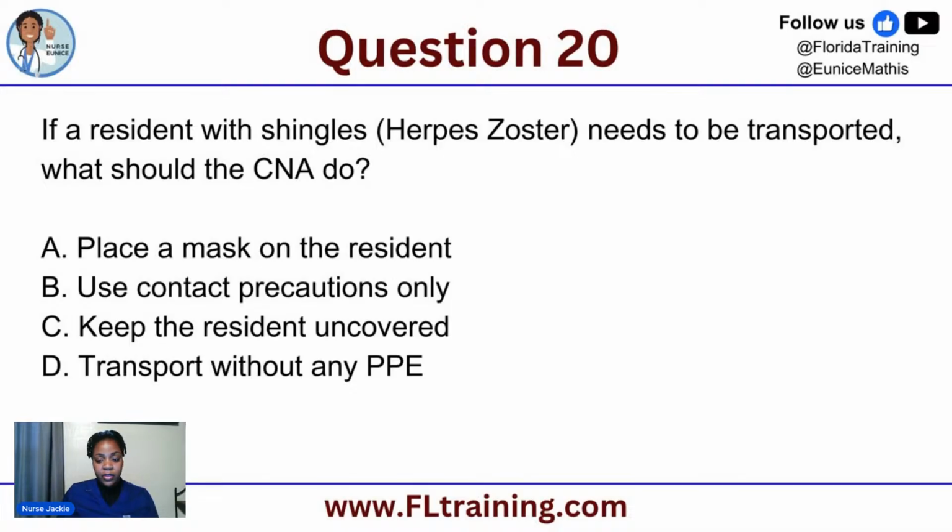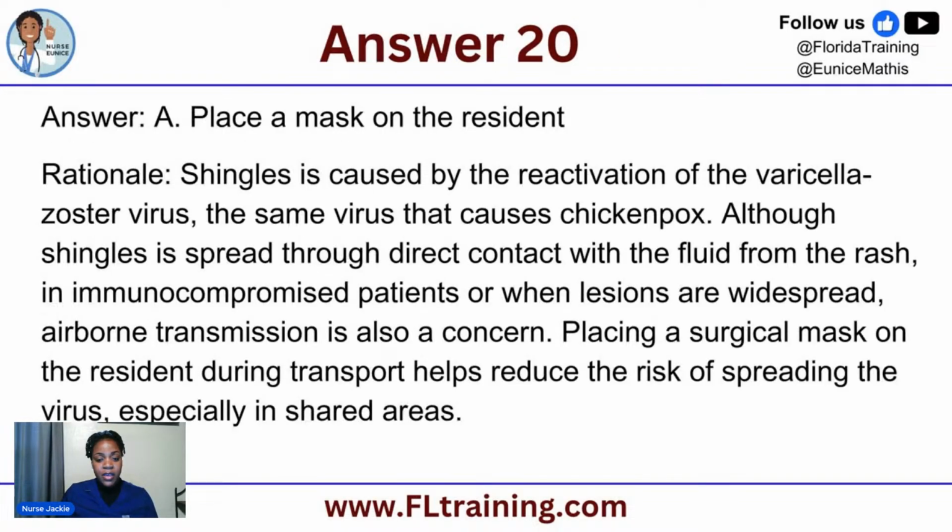All right, let's reveal the answer in 3, 2, and 1. The correct answer is A, place a mask on the resident. Shingles is caused by the reactivation of the varicella zoster virus, the same virus that causes chickenpox. Although shingles is spread through direct contact with fluid from the rash in immunocompromised patients or when lesions are widespread, airborne transmission is also a concern.